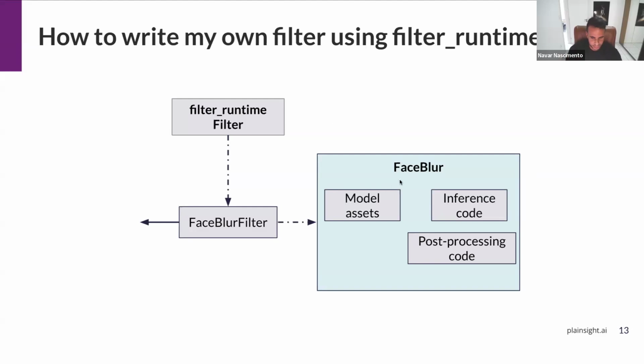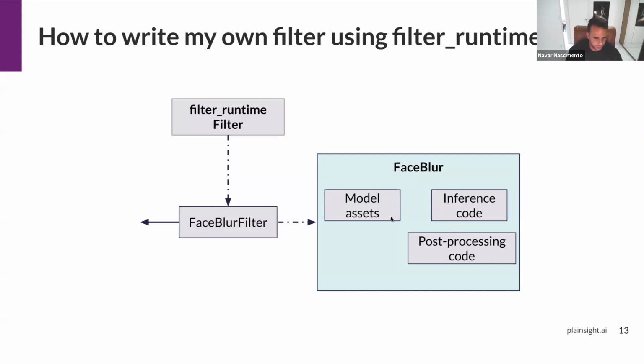The face blur itself has three moving parts. The first one is the model assets. If you are familiar with machine learning, these can be any kind of model weights files that you have. It can be, for example, a PyTorch model, a TensorFlow model, or an ONNX file for your weights. We have inference code, which is just boilerplate code that I wrote before, doing some inference to find the faces. And post-processing code. Plug those three things together, and we have the face blur itself.